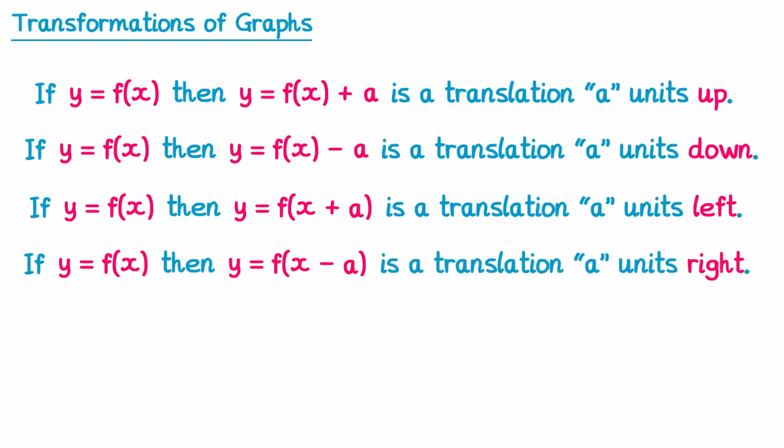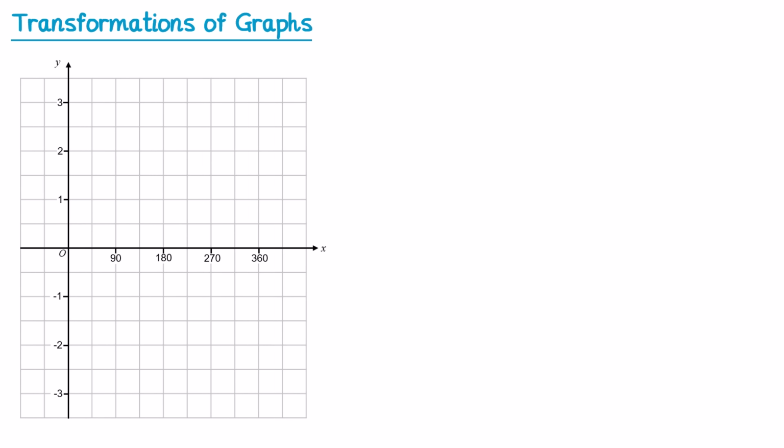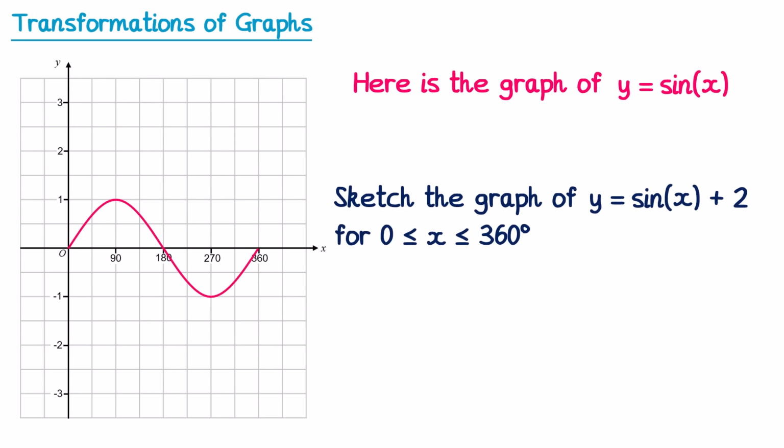Now let's take a look at some exam questions on this topic. Sometimes an exam question will give you a graph, for example, here is the graph of y equals sine of x, and ask you to draw some graphs using this one. So we might be asked to sketch the graph of y equals sine of x plus 2 for x values between 0 and 360 degrees. You can think of the original graph, the red one, as y equals f of x.